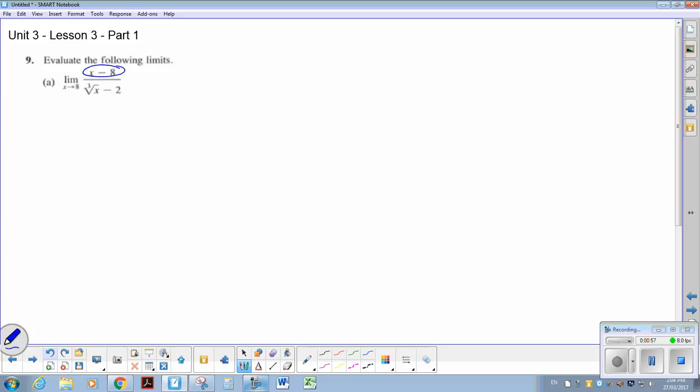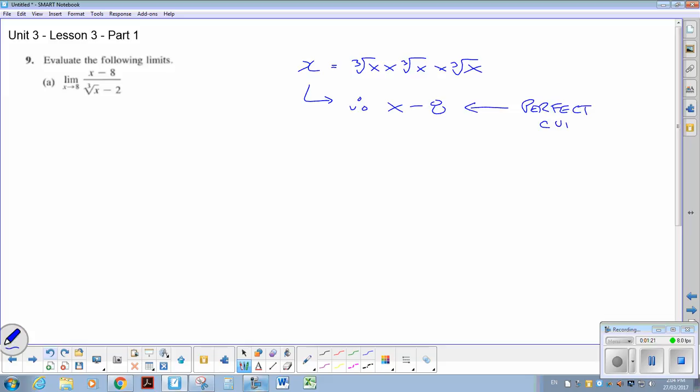So this is a perfect cube, and the reason for it being a perfect cube is x can be broken into cube root of x times the cube root of x times the cube root of x, which means that, therefore, x minus 8 is a perfect cube. And that is because the 8 can also be written as a perfect cube as well. So you need to go to your formula sheet to get that formula that allows you to factor a perfect cube.